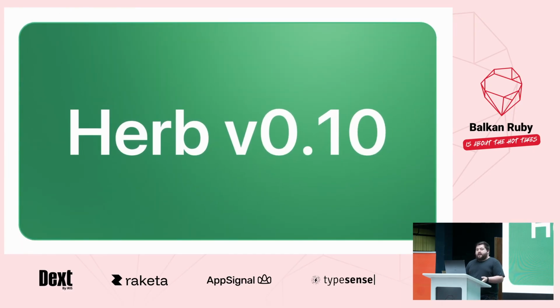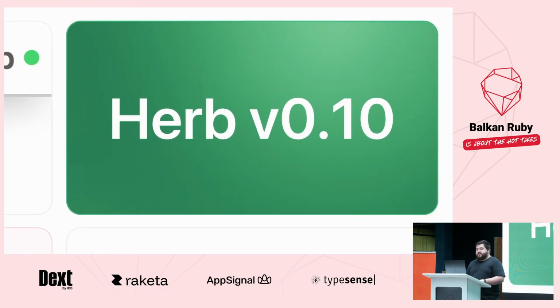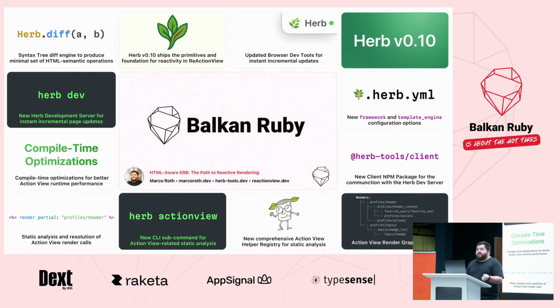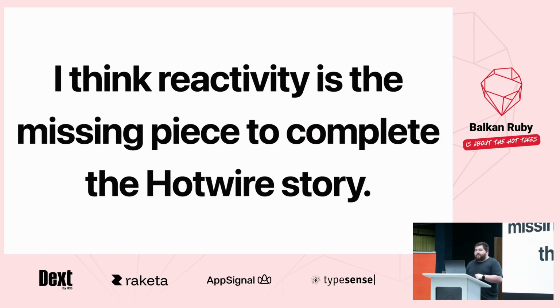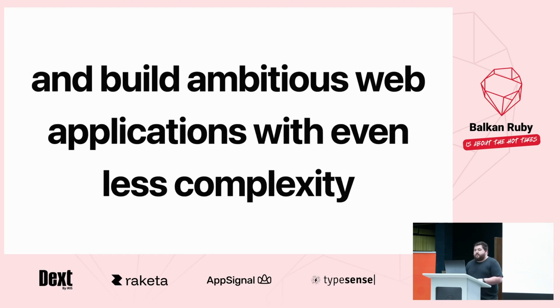Everything I showed today is shipping in Herb 0.10. It ships with the Herb diffing engine, the herb diff commands, the herb action view command, and the CLI, the diff server, and all these render graph analysis, static analysis, and compile optimizations. With the Herb toolchain as a foundation, I think reactivity now feels doable. I think it's the missing piece for the Hotwire story to make it perfect, so that we can keep writing Ruby and build more ambitious web applications with even less complexity.